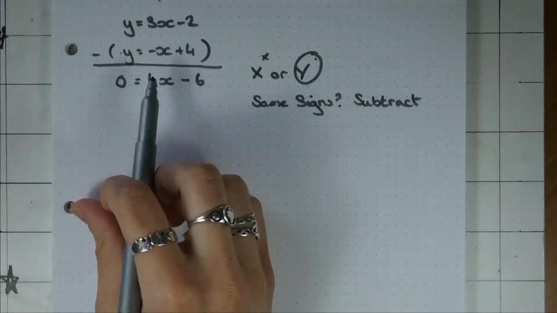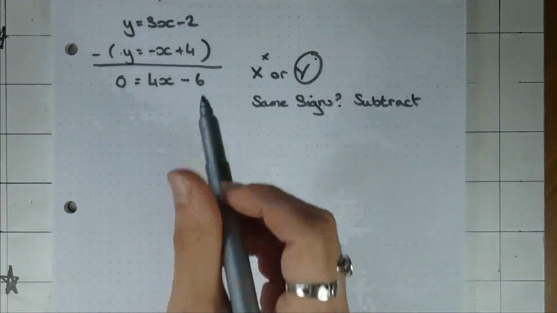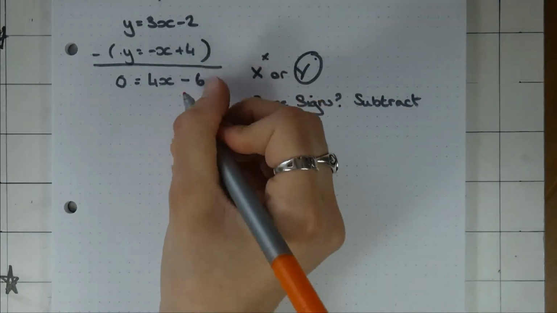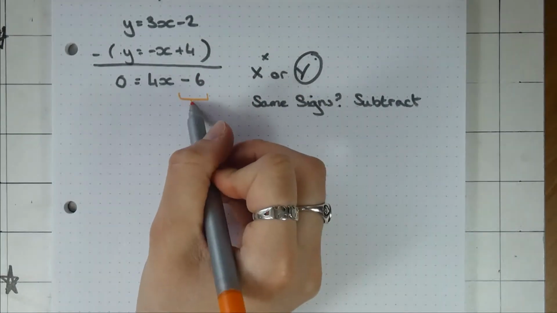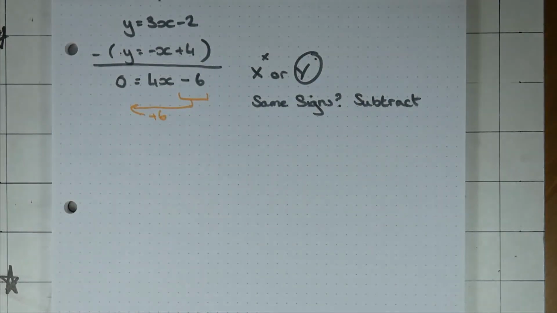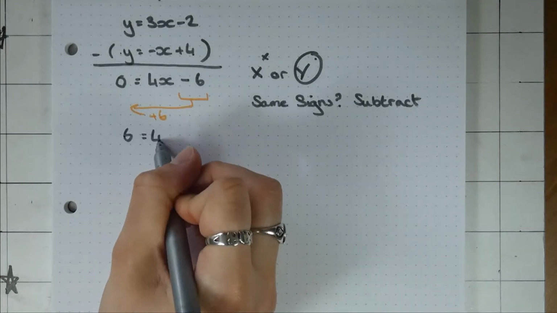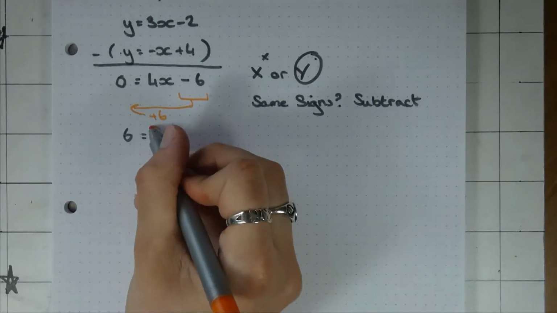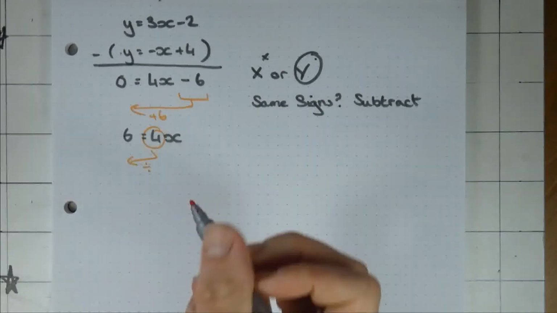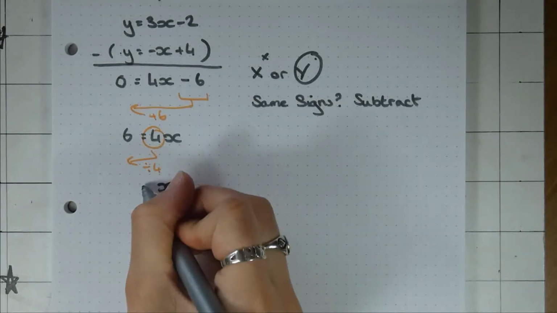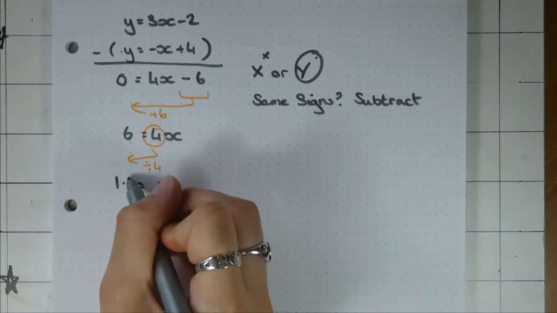So we have 4x take away 6 equals 0. And we're going to solve this like one of our classic equations. We are going to move the negative x across, and that's going to become a positive. So now we have 6 equals 4x. But we don't want 4 lots of x, we want 1 lot of x. So the 4 is going to have to go across, it will become a divide by 4. And we end up with x equals 6 divided by 4 equals 1.5.